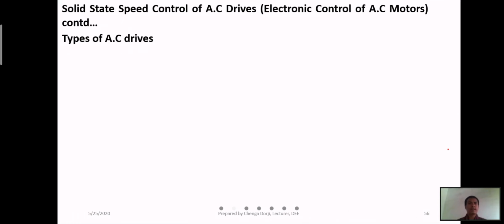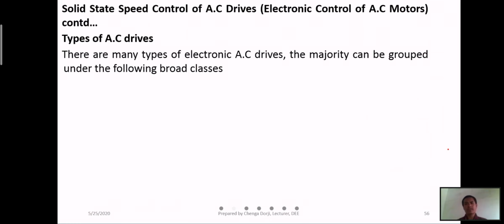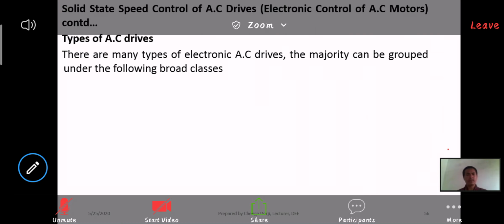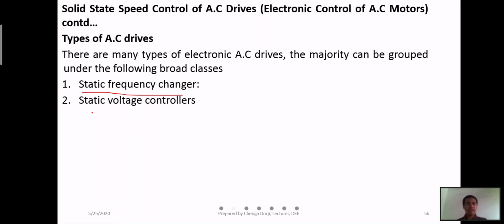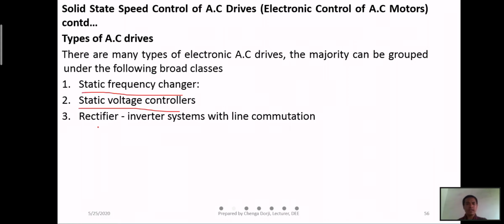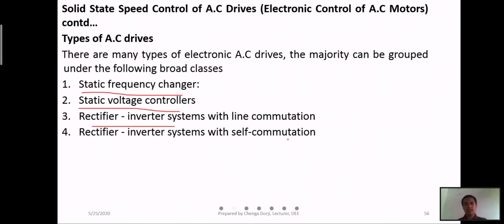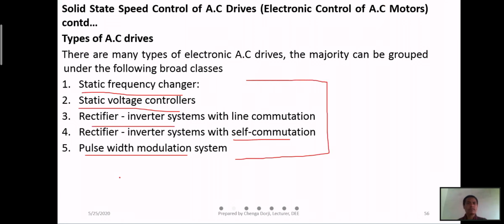Then the types of AC drives. There are many types of AC drives, but the majority can be grouped under static frequency changer, static voltage controller, rectifier and inverter system with line commutation, rectifier and inverter system with force commutation or self commutation, and then PWM system. So these are the five different types of AC drives.